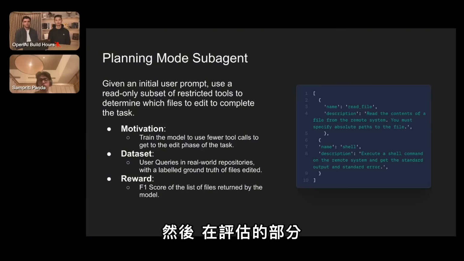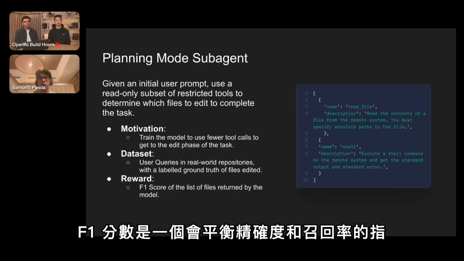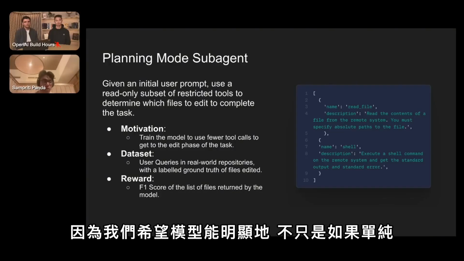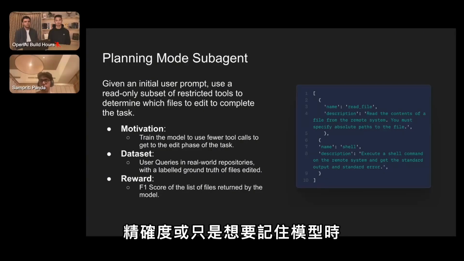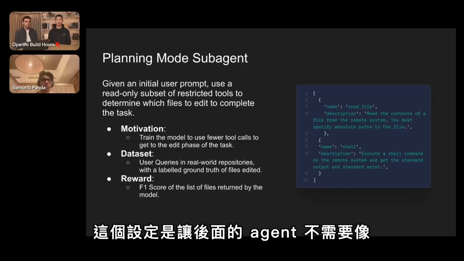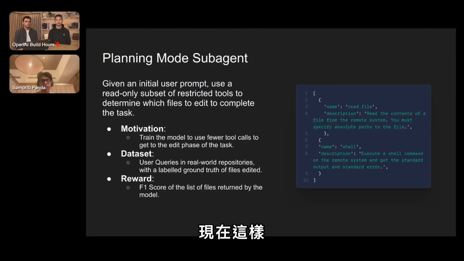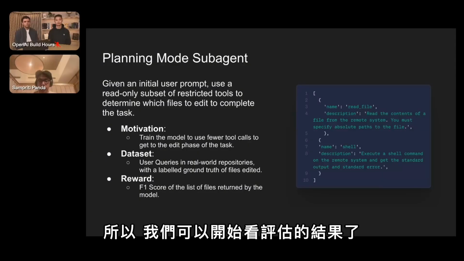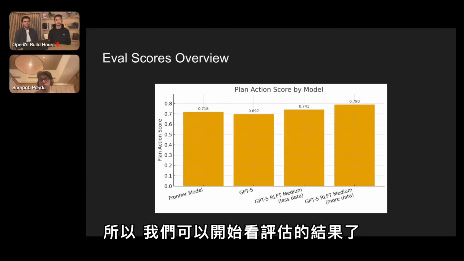And then for the reward, we used a metric called the F1 score. F1 score balances both precision and recall. This is because if we did just precision or just recall, the model would either be very conservative and only return a few files, or return too many things to try to get everything. And obviously we want a balance so that the agent that comes along after does not have its context polluted with too much data. So yeah, we can get to the eval results.